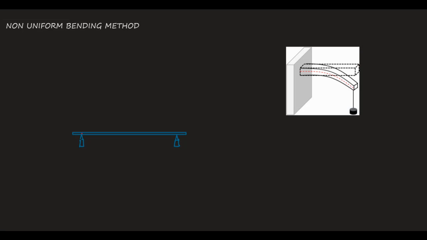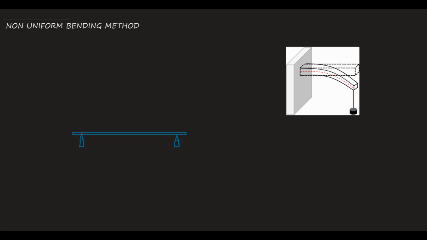In this video we're going to watch and listen to what the non-uniform bending method is to find the Young's modulus of a rectangular beam. Here I have shown some setup, and to do this we need some earlier ideas. Earlier I have taken a video; from that video you can watch how to find the Young's modulus of a cantilever.